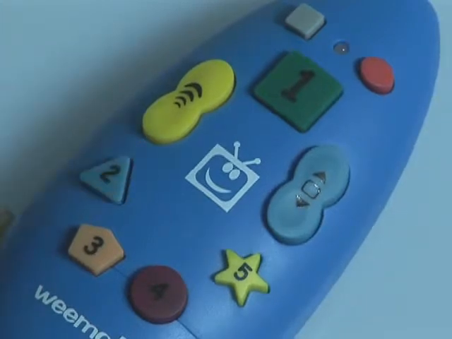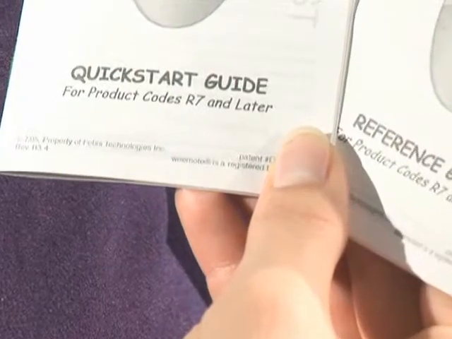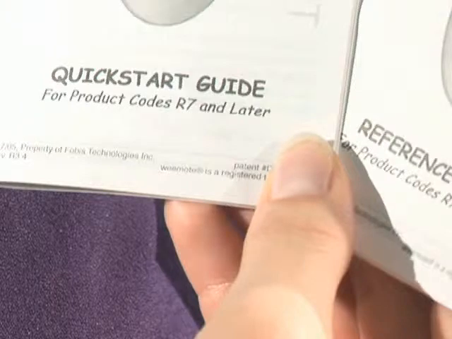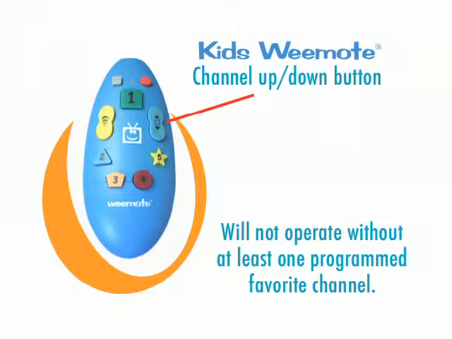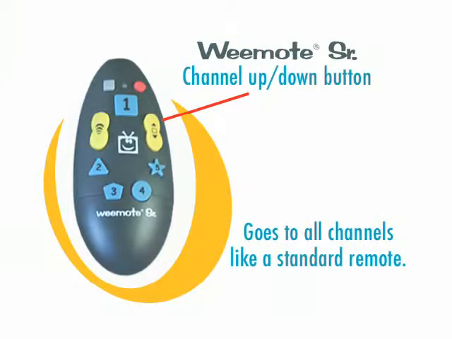If this is your case, then you should go back to the Quick Start manual and review the section on programming in your favorite channels. Please note that for the children's Weemote, the channel up-down button will not operate until you have programmed in at least one favorite channel. For the Weemote Senior, the channel up-down button is programmed to go to all channels, just like a standard remote control.